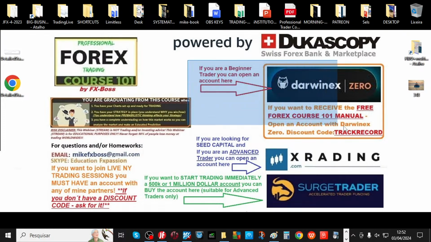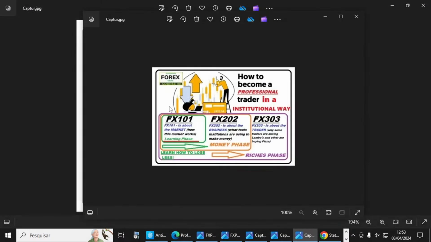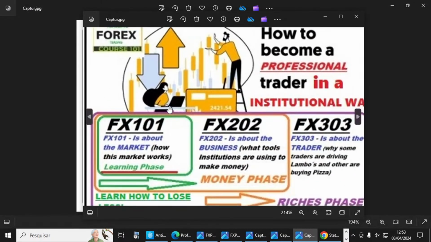Darwin X is suitable for beginner traders, trading.com is for advanced traders, and Search is also for advanced traders. If you are a beginner, don't go to those two. Alright? Yes, this is me telling you. If you are a beginner trader, go to Darwin X0. Those two are not for you. You're going to lose money. Oh yes, but Douglas is 3.5 years. And Douglas is in the Forex course 202. Don't compare yourself to Douglas.